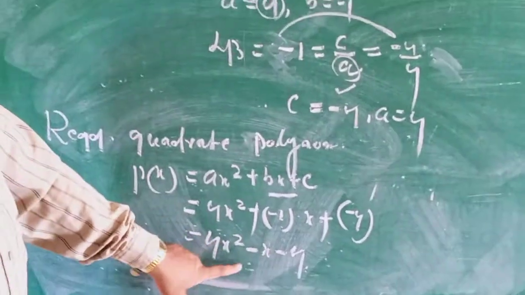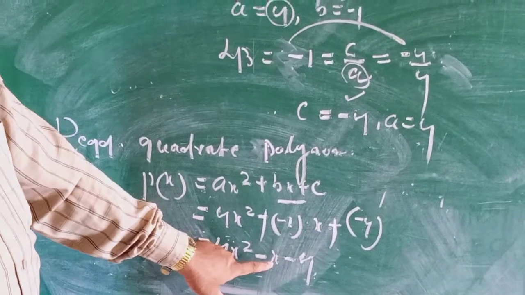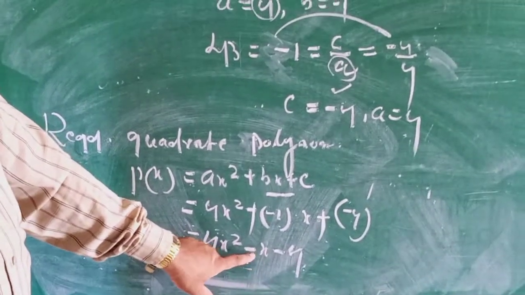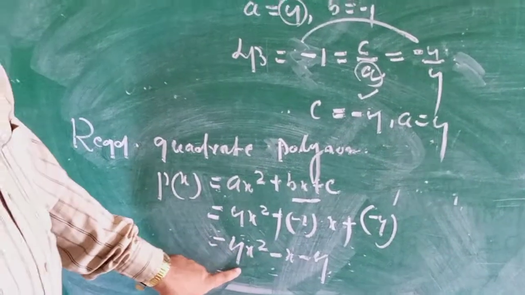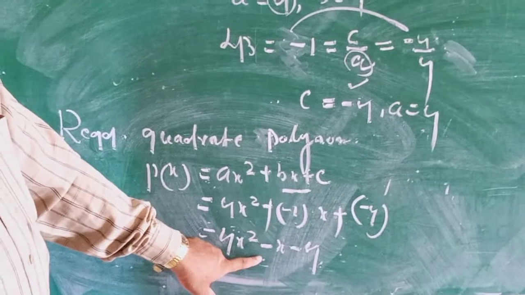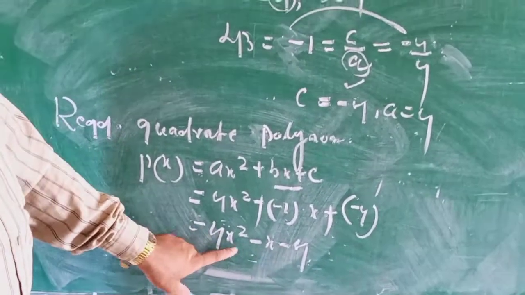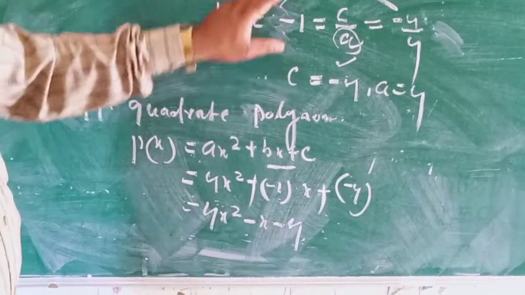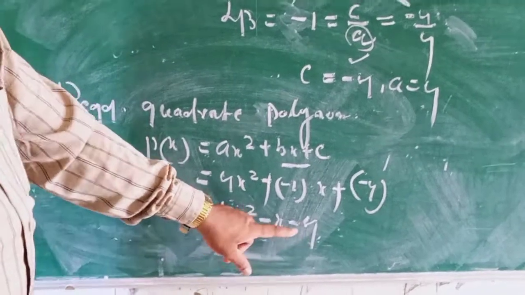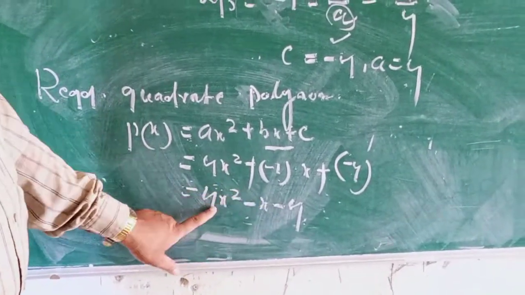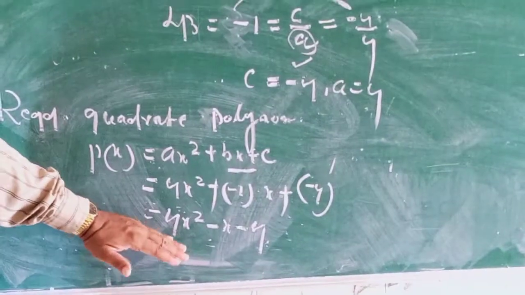You see here alpha plus beta is equal to minus b by a. So minus of b by a, it is coming here minus of minus 1 by 4, when minus of minus is plus. So this is coming, and then alpha into beta is c by a. c is minus 4, a is 4. So minus 4 by 4 is equal to minus 1. So this is the required quadratic polynomial.